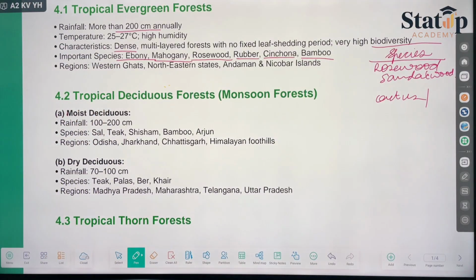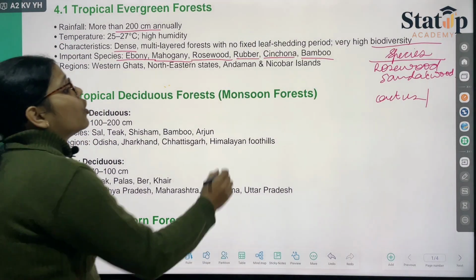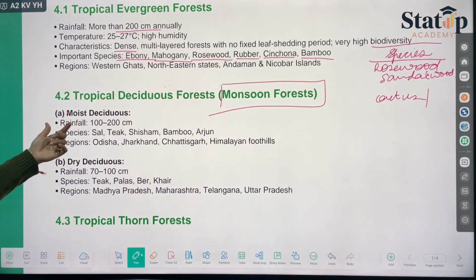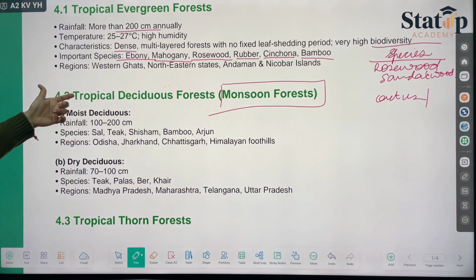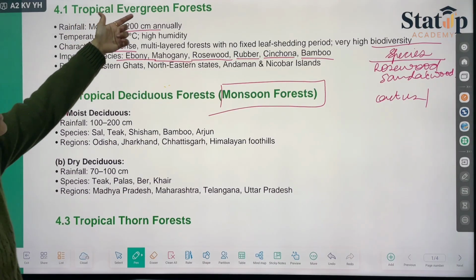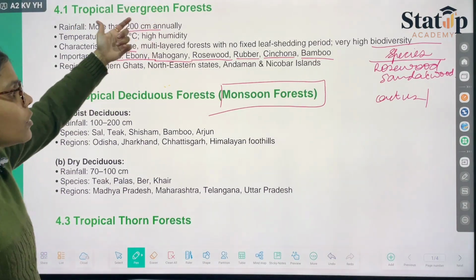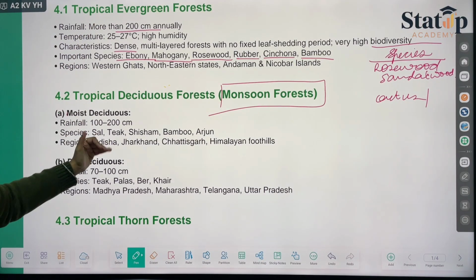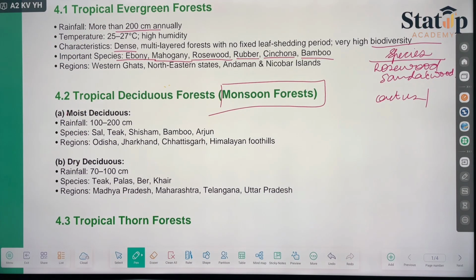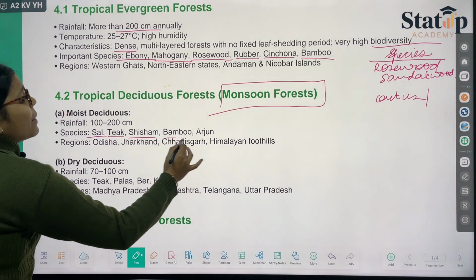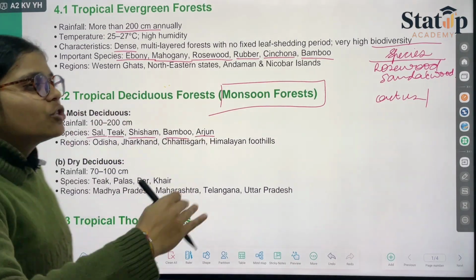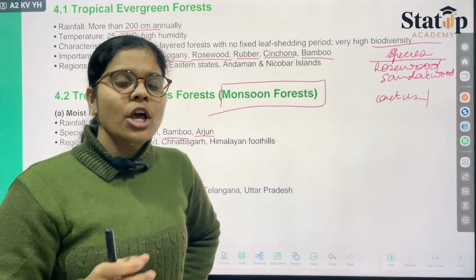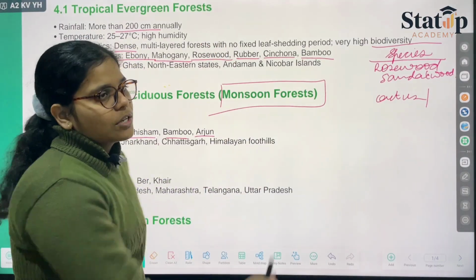Then we have the tropical deciduous forest. Deciduous forests are sometimes asked by their other name, monsoon forests, which receive 100 to 200 centimeters of rainfall. As you have been told, since evergreen forests require a large amount of rainfall, the highest rainfall you can say, the second one, with less rainfall, is the deciduous type, with teak, sal, shinchan, bamboo, arjun. Most of the species are common because they require the same climatic conditions. If there is just a variation, you can include those as well.